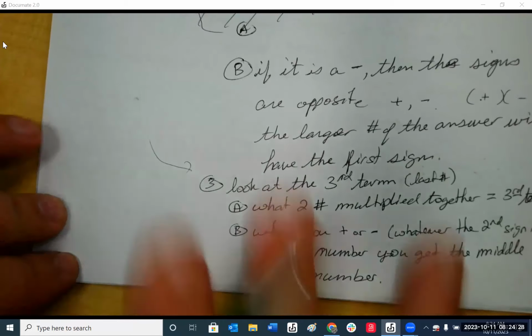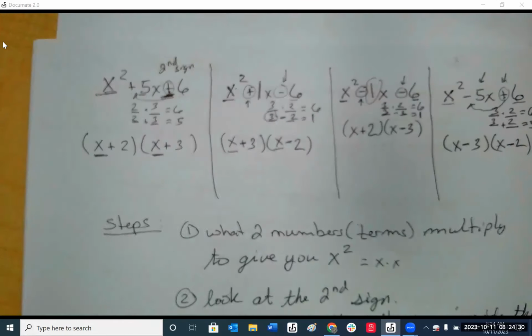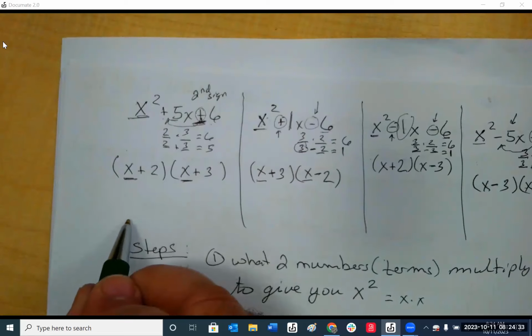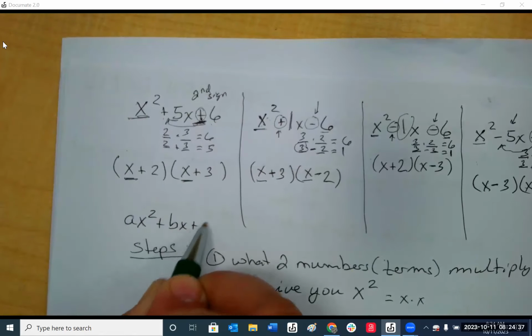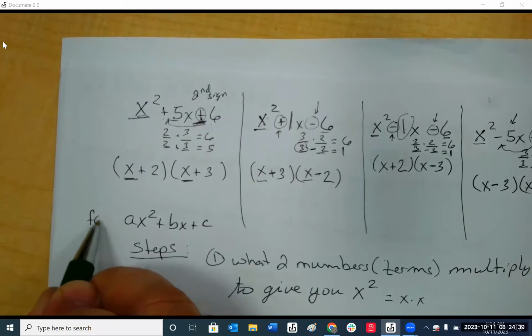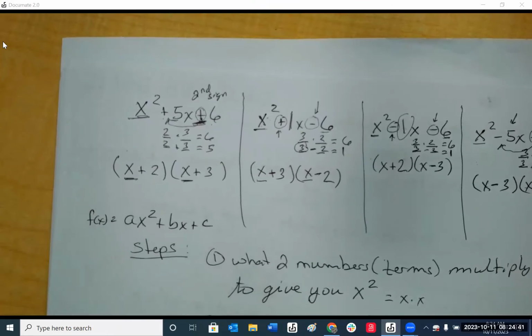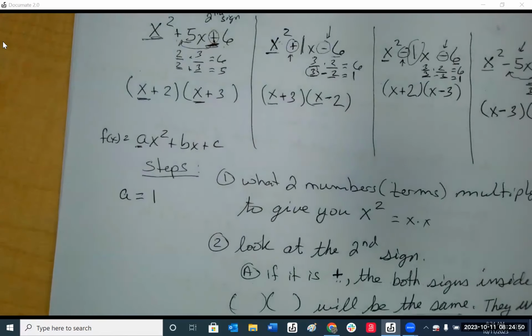Okay, this method here, remember, our quadratic equations in standard form look like this. This only works when a, the leading coefficient, is equal to 1. That's when you use this stuff.